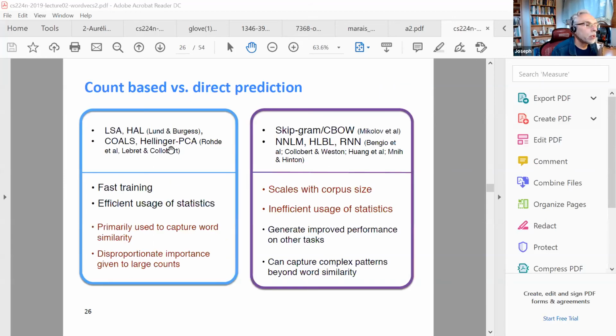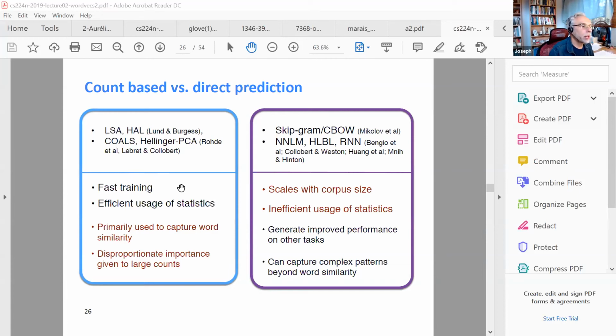Okay, so we're talking about comparing these two methods of getting word vectors: count-based versus direct prediction. The count-based are these methods: latent semantic analysis. HAL is another method. Coles is another one. But the point is that they go directly. They get the embedding vectors directly from factoring the matrices using SVD or something.